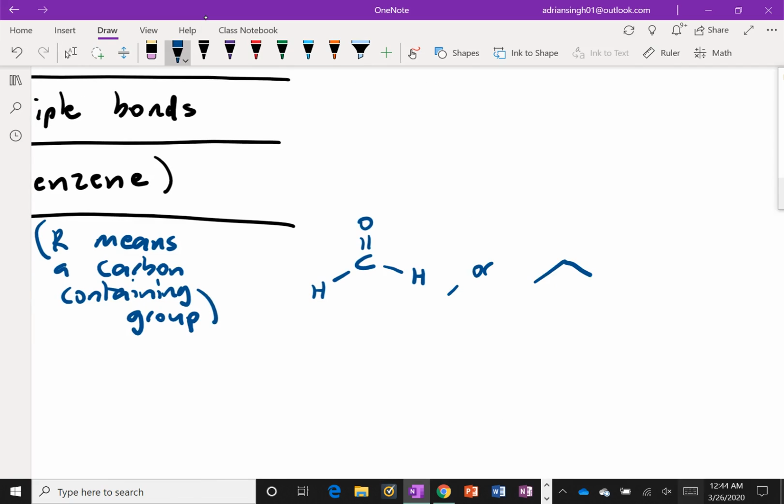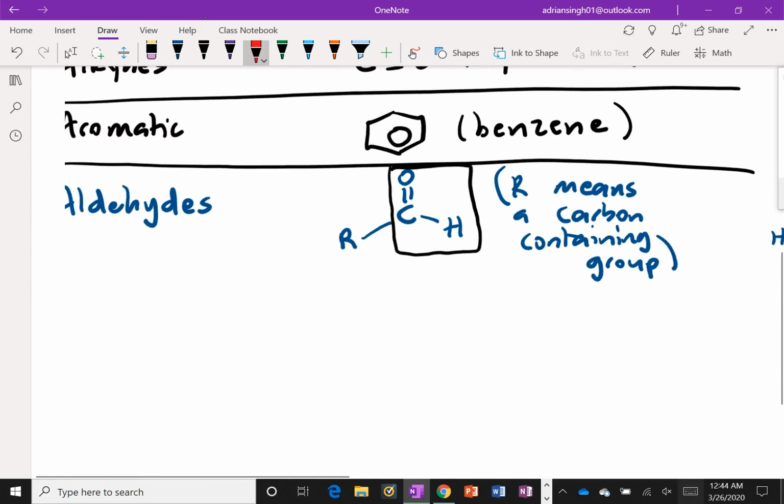Or if you were to draw the line angle formula, it will look something like that for a longer aldehyde. So here we have a carbon over here, we have another carbon there, one carbon here, and another one. So what makes this an aldehyde, again, is the presence of the C double bond OH, which is this part of the molecule. All right, so that's an aldehyde.